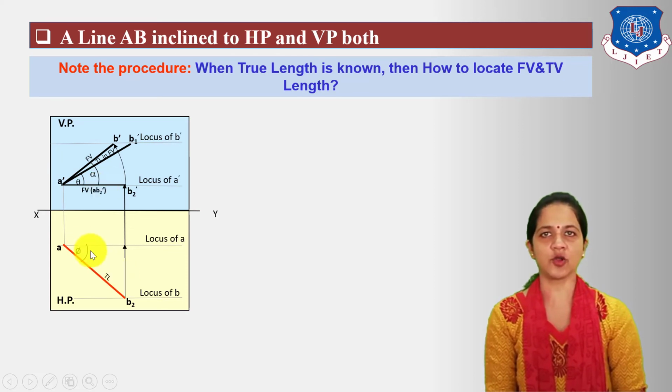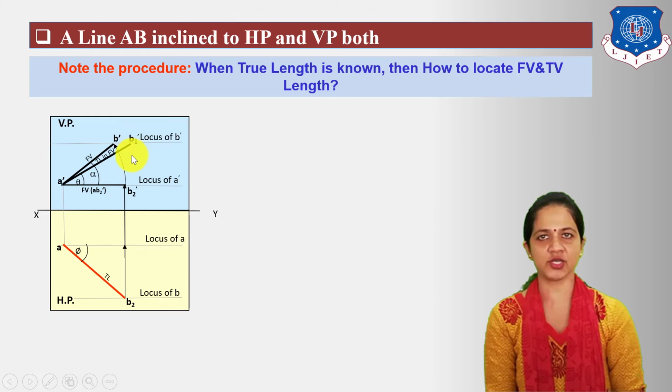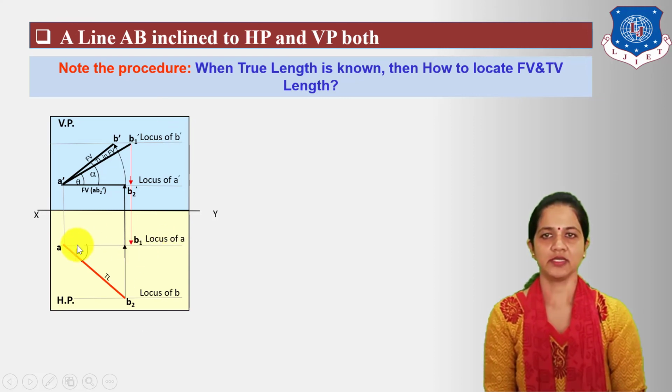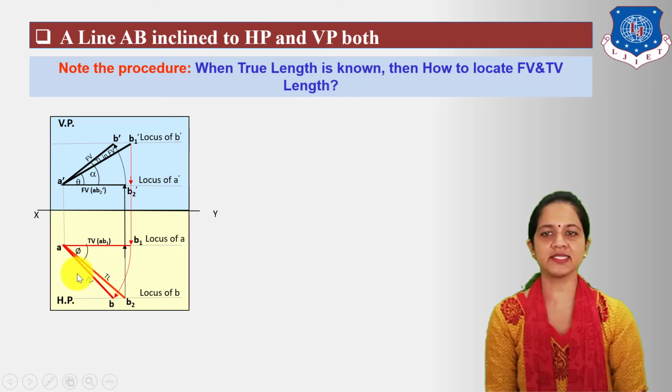Now for top view length, take a straight projection from the end point of the front view true length, which is the B1 dash point. Take the straight projection up to the locus of A and mark here the B1 point. So here AB1 indicates the horizontal component of the top view. Next, rotate this horizontal component of the top view from point A up to the locus of B in the top view. Mark here point B. Connect AB, which indicates the inclined top view at an angle beta.